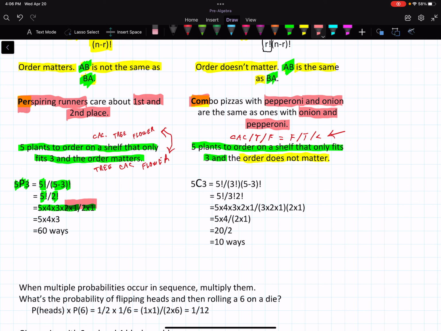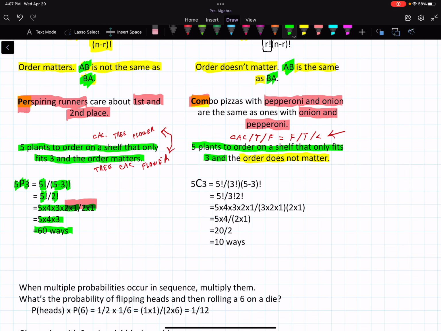I'm left with the simple 5 times 4 times 3, which tells me that I have 60 ways to order those 5 different plants on a shelf that only fits 3, and where order matters.